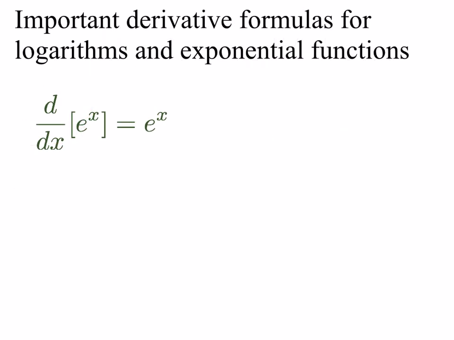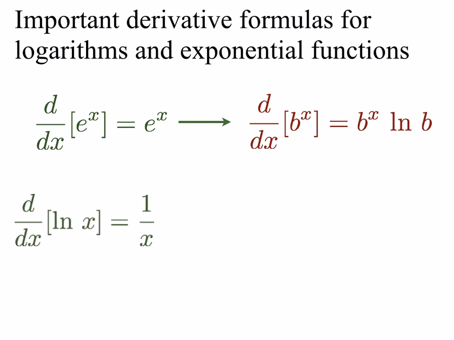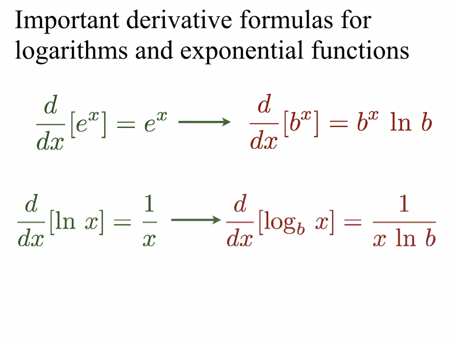So just to recap, some important derivative formulas for logarithms and exponential functions are that the derivative of e to the x is equal to e to the x, and from that we get the derivative of b to the power of x is b to the power of x natural log of b, and the derivative of natural log of x is equal to 1 over x, and from that we get that the derivative of log base b of x is equal to 1 over x times the natural log of b.